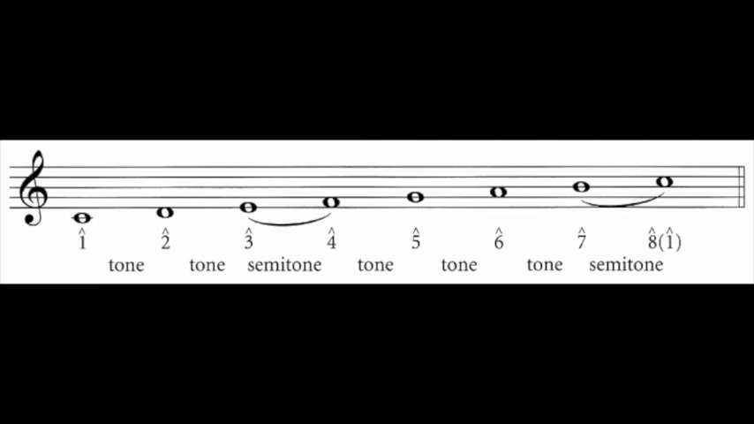In a major scale, there are semitones between notes 3 and 4 and notes 7 and 8, or 1. Whole tones occur between the other notes. In the above example, the semitones are indicated with a short, curved line called a slur. By following this pattern, we can build major scales starting on any note.